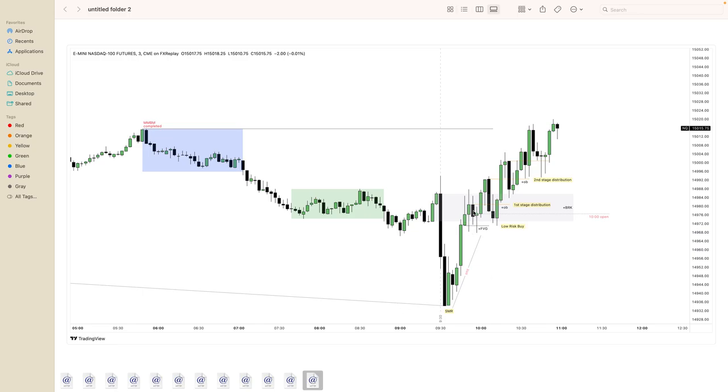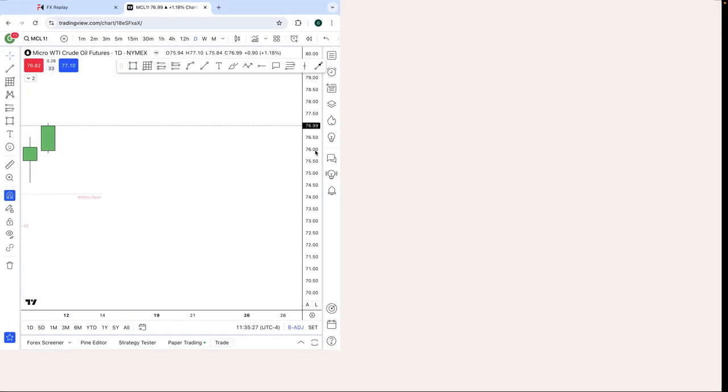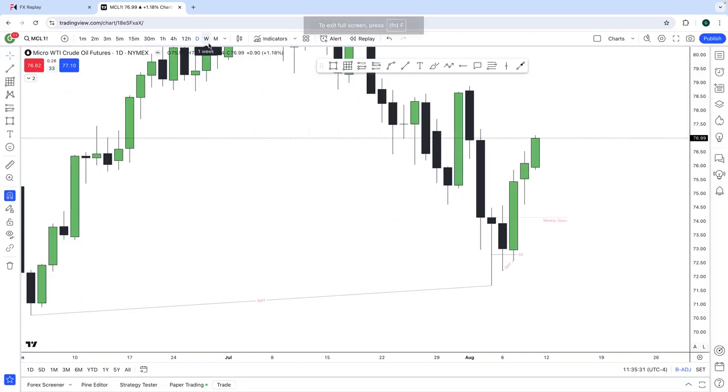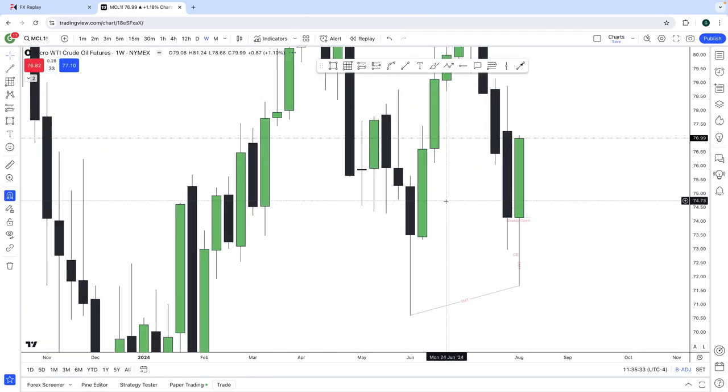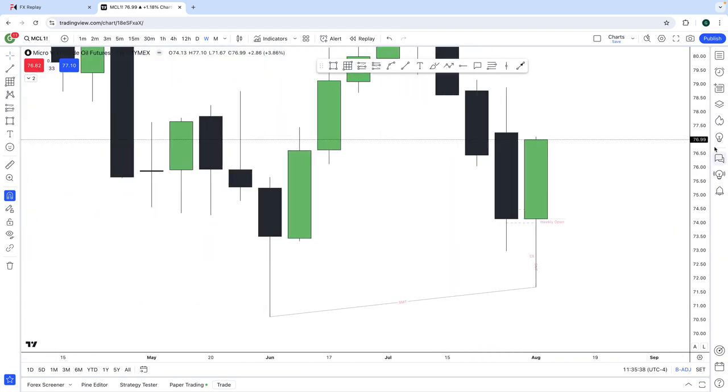So 10 a.m. open, low, high close. So those are these examples that I was going to show you guys. Now I want to show you guys some oil examples, and then we'll wrap it up. Quick video, very informative. So let's go on the weekly chart. So beginning of the week, we ran out the previous week's low.